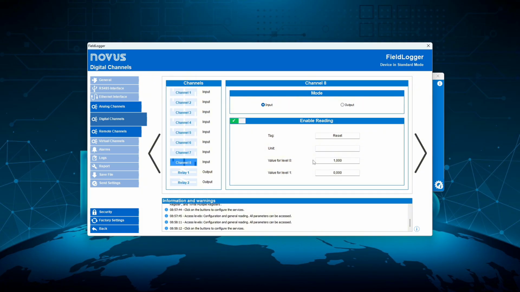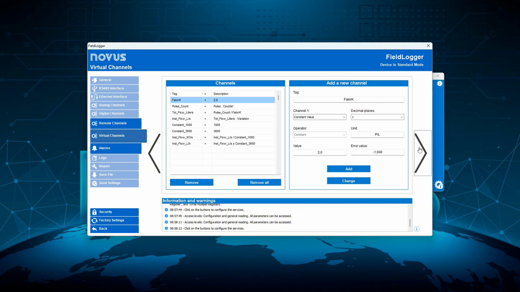I also enable another digital input on the field logger so that I can reset the pulse count from the flow meter input whenever desired. I named this channel Reset. Since in my example, the reset is a dry contact, I configure the value for level 0 as 1 and the value for level 1 as 0.